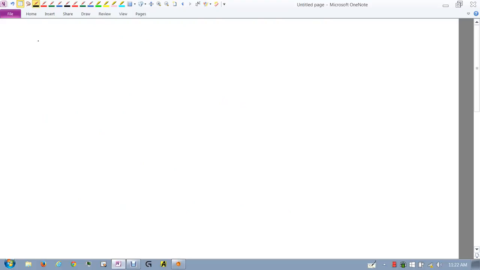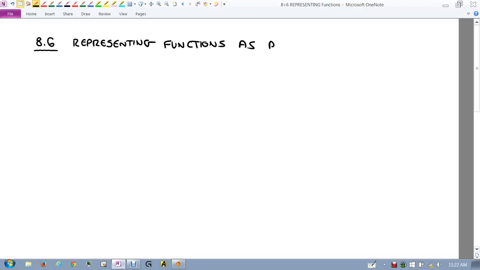8.6. Representing functions as power series. This section is exactly what it says. We have a function. We want to somehow convert it to a power series. Represent the function that we're familiar with as a power series instead of what we're familiar with. So we'll start out with an example.